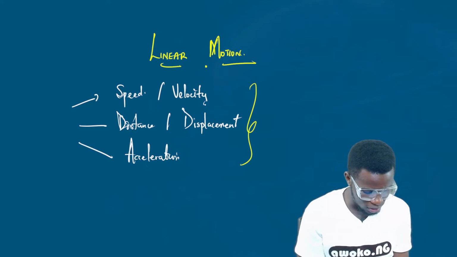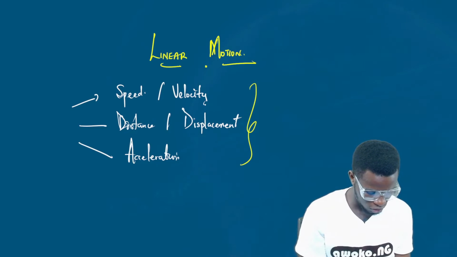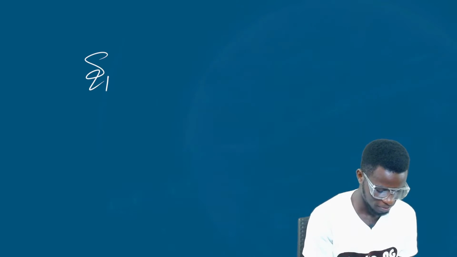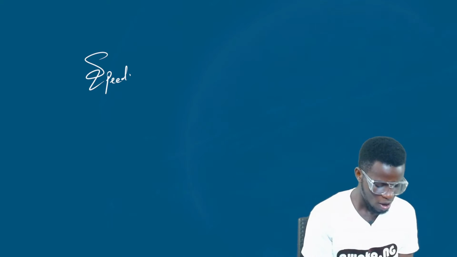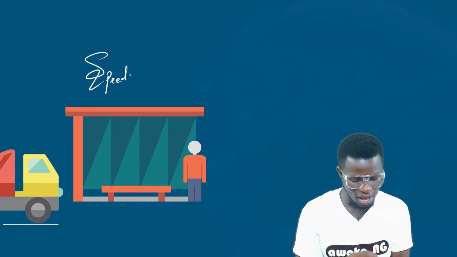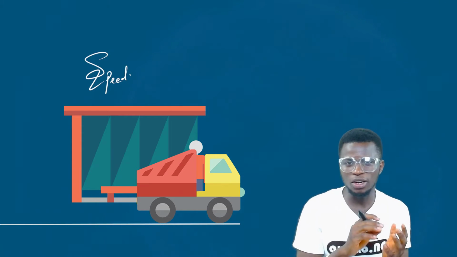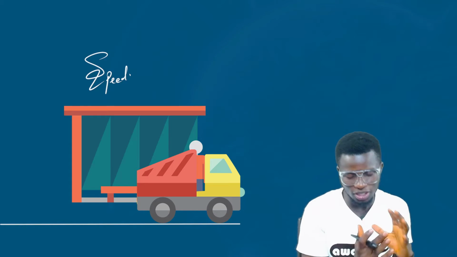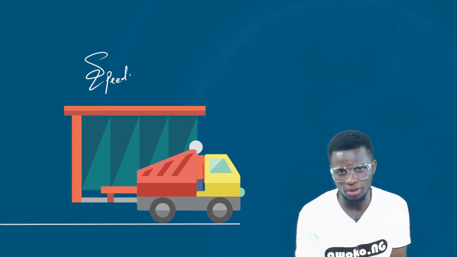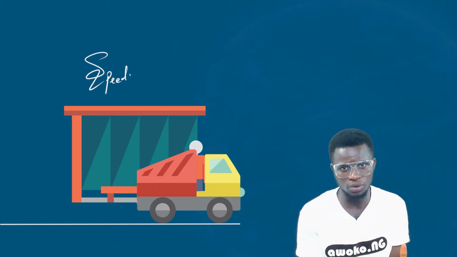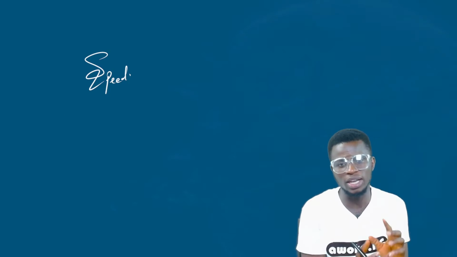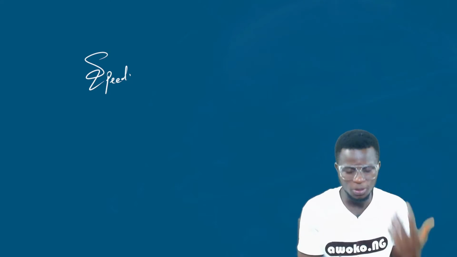All right, let us start with the first one, which is speed. What is speed? The term speed is always used when we are considering the motion of an object as it changes position or direction. I think direction is the best word to use. When it changes direction, then we talk about speed.